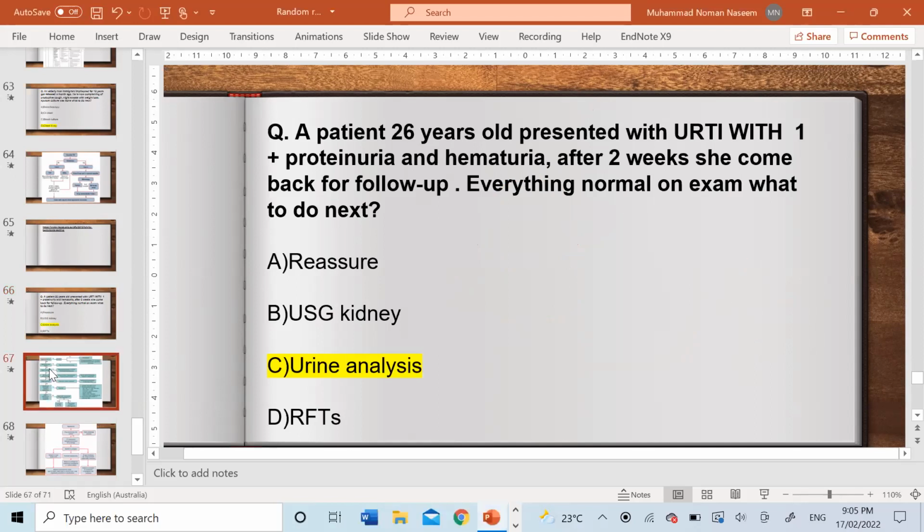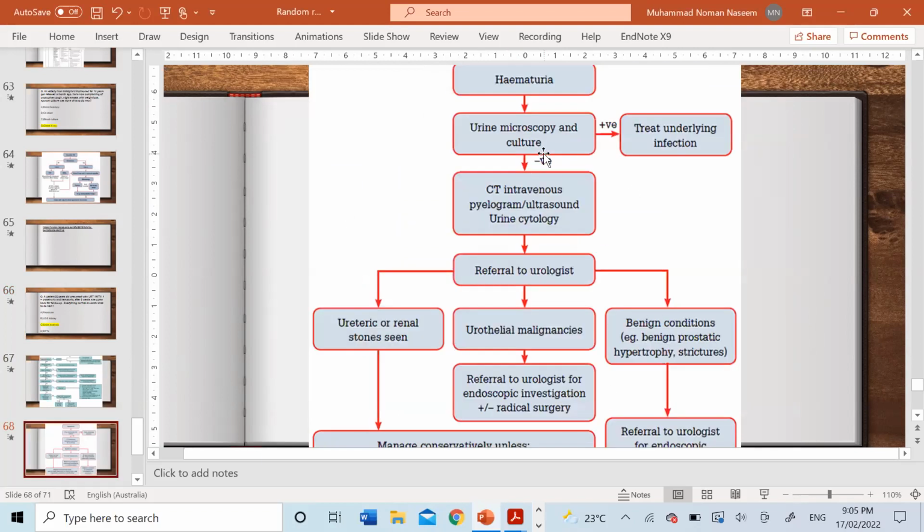All right. Okay. So go through this one. Hematuria, you do the urine microscopy and culture, treat the underlying infection. If it is negative, then you do the CT intravenous pyelogram or ultrasound or urine cytology. Urine cytology is usually done to find out what kind of cells are there in the hematuria. If it is positive, then you refer to the specialist to find out the cause. Either it can be the stone, or malignancies, or benign conditions like prostatic hypertrophy or strictures. So you always start with the microscopy and culture, then you go for imaging and cytology.